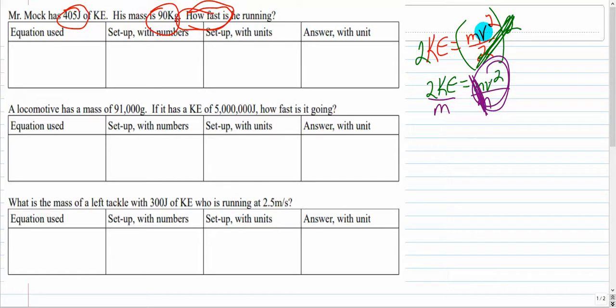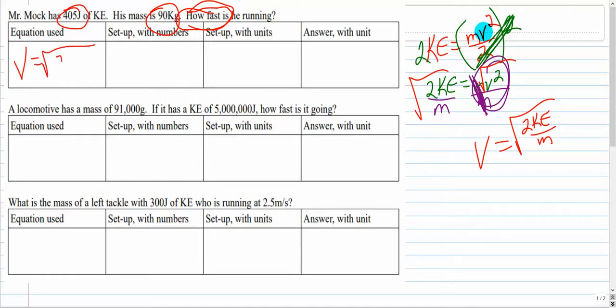Basically what we have is v squared, v times v. How do you get rid of a squared? You take the square root. So if I take the square root of this side, I just get v. And that's what I want, so that's a good thing. But if you take the square root of one side, you've got to take the square root of both sides. So the equation used is v equals the square root of 2KE over m. And remember, you passed the manipulated equation quiz, so you should be able to do this.